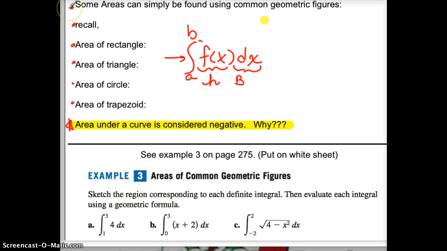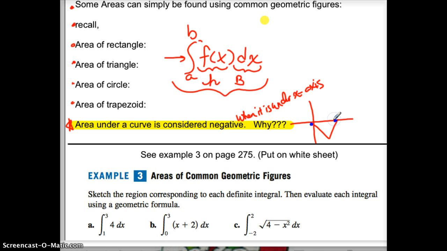Well, the area under a curve is considered negative when it's under the curve, and why would that make sense with this given definition? Actually, this should say the area under a curve is negative when it is under the x-axis, because when we talk about the area, we talk about it from the curve to the x-axis. So when I fall under the x-axis right here, the reason we would say the integral is negative is because the f of x is negative.